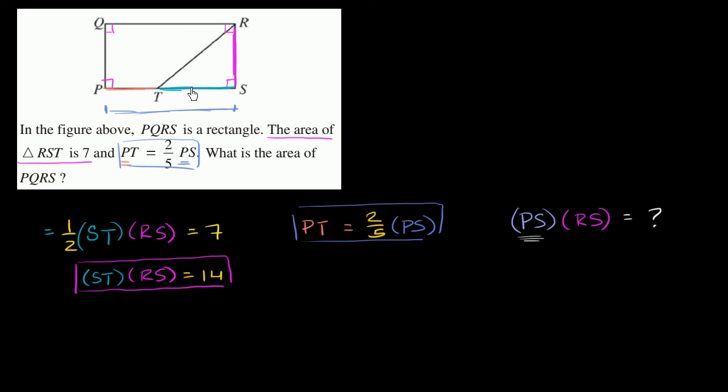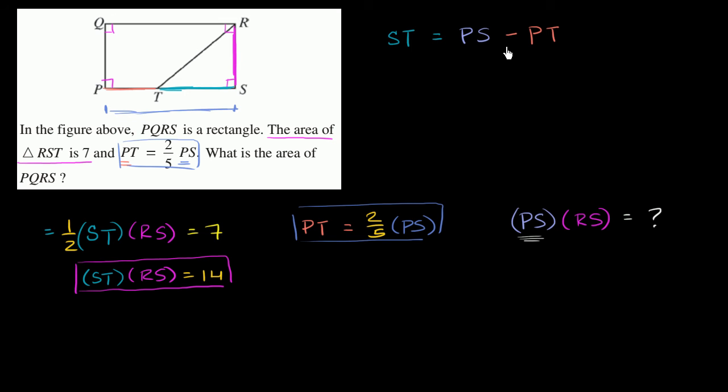Now let's just look at this. How does ST relate to PS? So let me write this over here. The length of segment ST is equal to the length of segment PS minus the length of segment PT. I could substitute this in for ST, but then I would have something in terms of both PS and PT. But lucky for us, we can also substitute out the PT for something in terms of PS. That's what this does right over here.